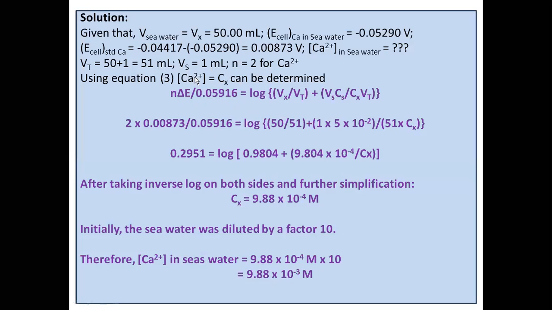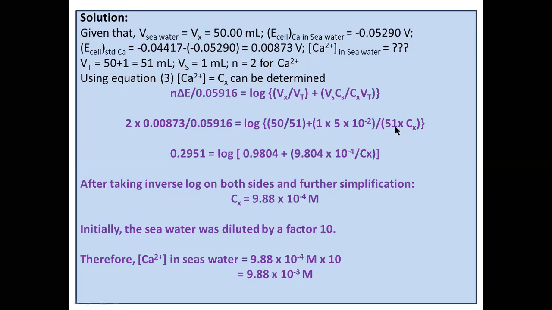So n is 2 for calcium, because calcium is divalent. n is 2, into delta E is 0.00873, divided by 0.05916, is equal to log of Vx, which is 50 ml of seawater after dilution. Vt is 50 plus 1, that is 51 ml, plus the volume of the standard, 1 ml. The concentration of calcium in the standard is 0.05 molar, or 5 into 10 power minus 2 molar, divided by the concentration of the analyte, the concentration of calcium in the seawater, which is unknown and we have to determine.